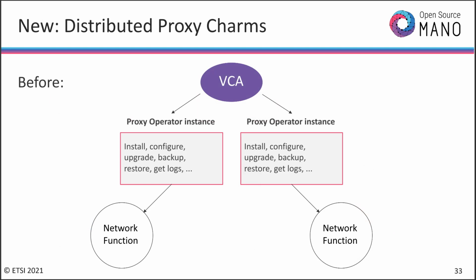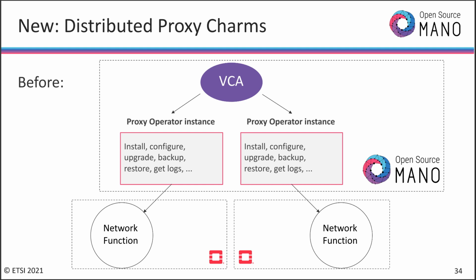Now I'm going to talk about two new features that we added in Release 9. The first one is distributed proxy charms. The operator code needs to live somewhere, and before Release 9, these operators could only live in one place. By default, this place is the same machine in which OSM is installed. So if we have two network functions, each one in a different VIM, or virtual infrastructure manager, like OpenStack, the operators for these two network functions will both live in the same place, the OSM machine.